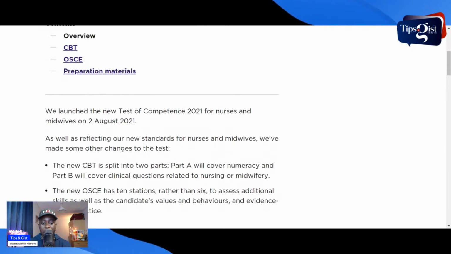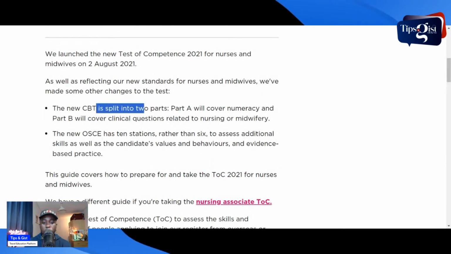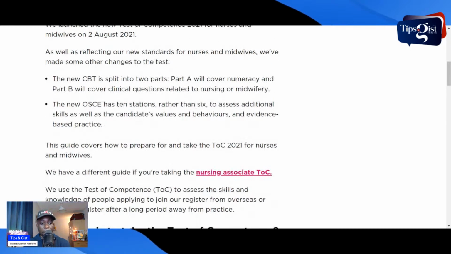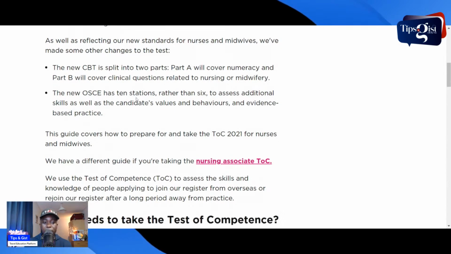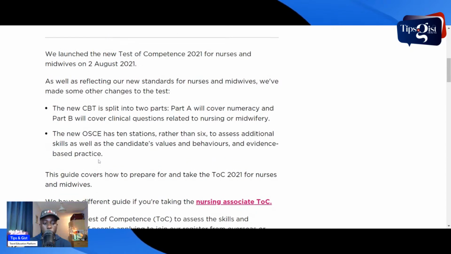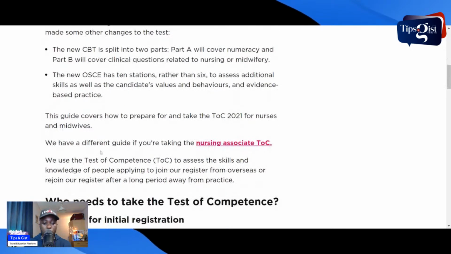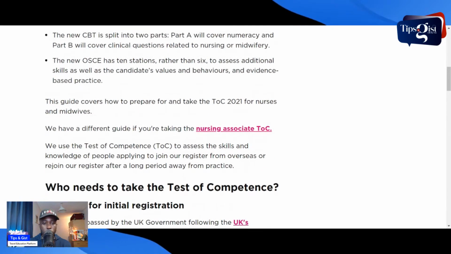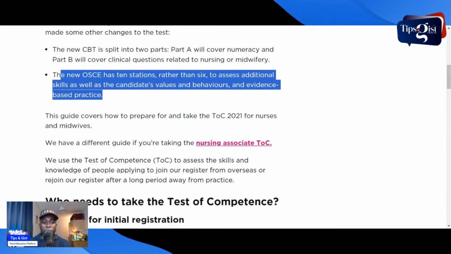You can read about that and know about the CBT. The CBT has part A, which is the numeracy, and part B, which is the clinical questions. One time, I will schedule another live for us to go into details of the CBT. For the OSCE, currently they have 10 stations rather than 6. You are going to do it in the UK, and even when you come here, you are going to be trained. So you don't have to focus on the OSCE now. Just focus on the CBT.